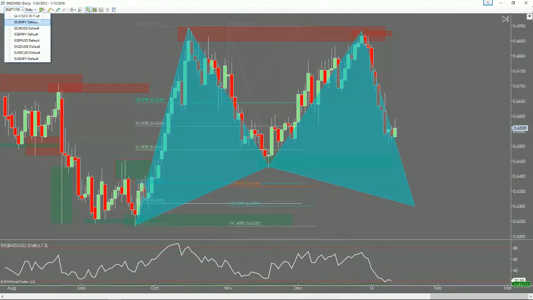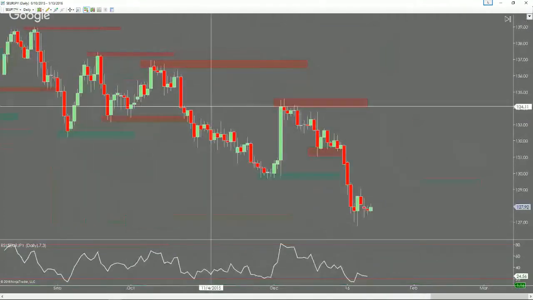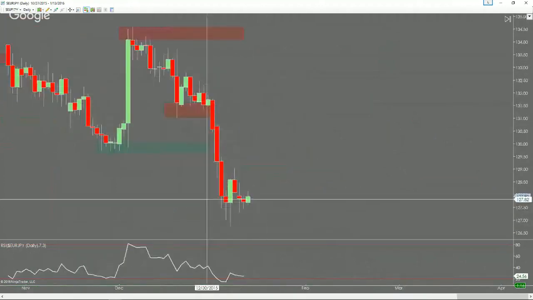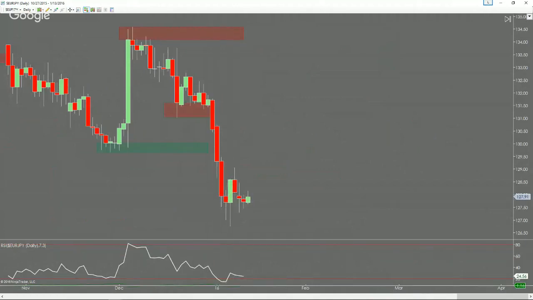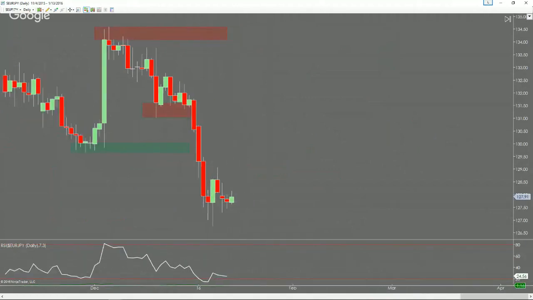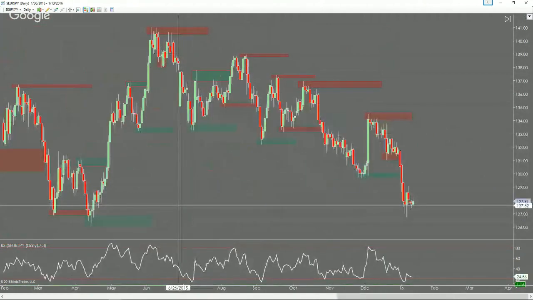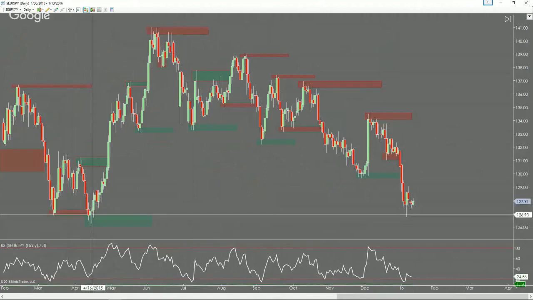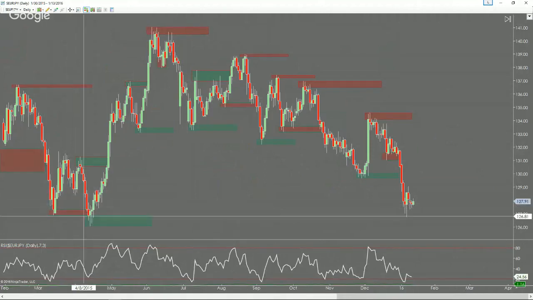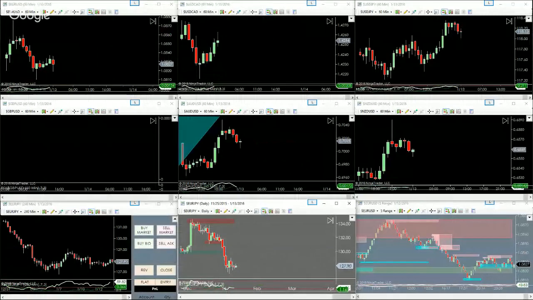Go to Euro yen. Still bearish. We're in the bearish trend. We did form some sort of a double bottom right here, and we have some divergence. However, it's a little bit short of that structure level. So that's not something I would really be interested in if I'm looking to trade it as a double bottom.